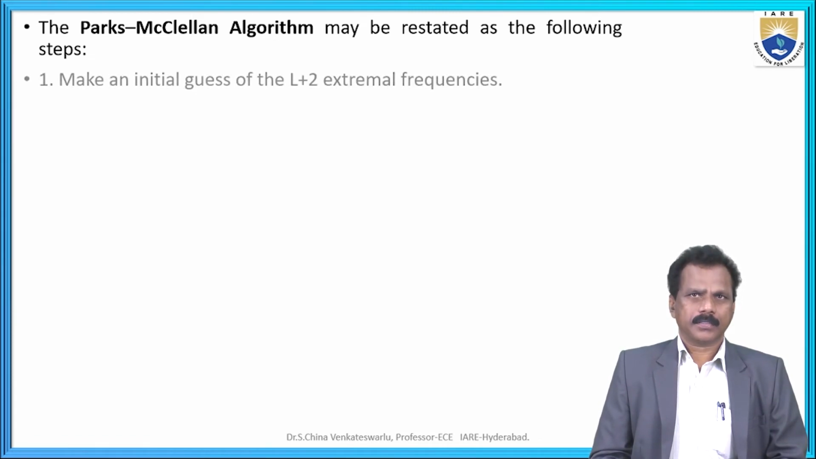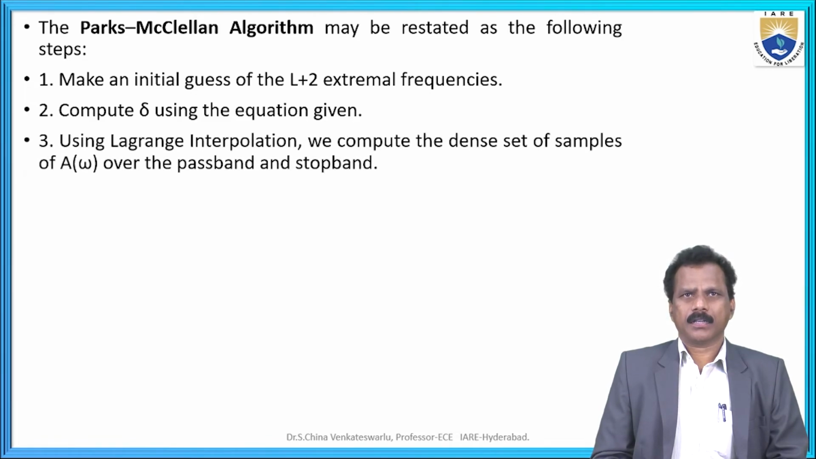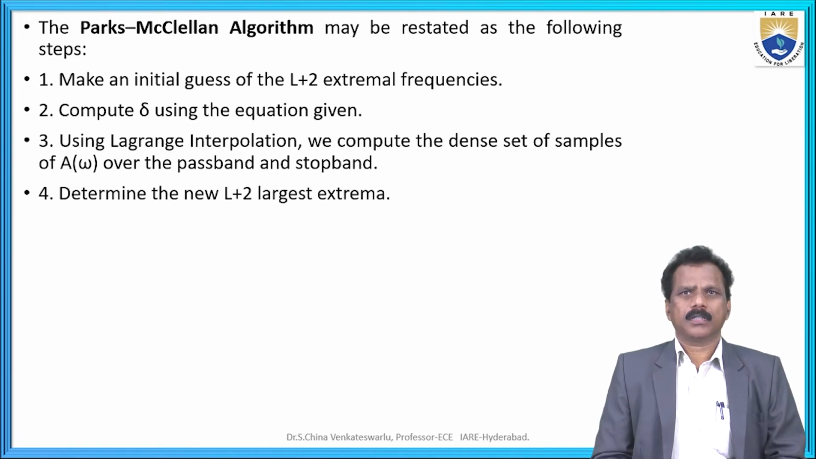First, make an initial guess of the L plus 2 extremal frequencies. Second, compute delta using the given equation. Third, using Lagrange interpolation, we compute the dense set of samples of A of omega over the passband and stopband. Coming to the fourth step, determine the new L plus 2 largest extrema.